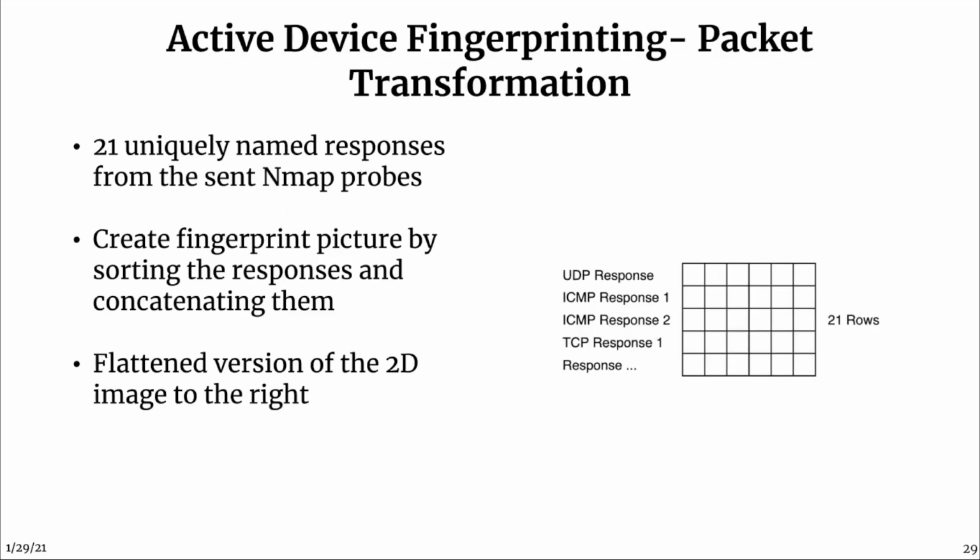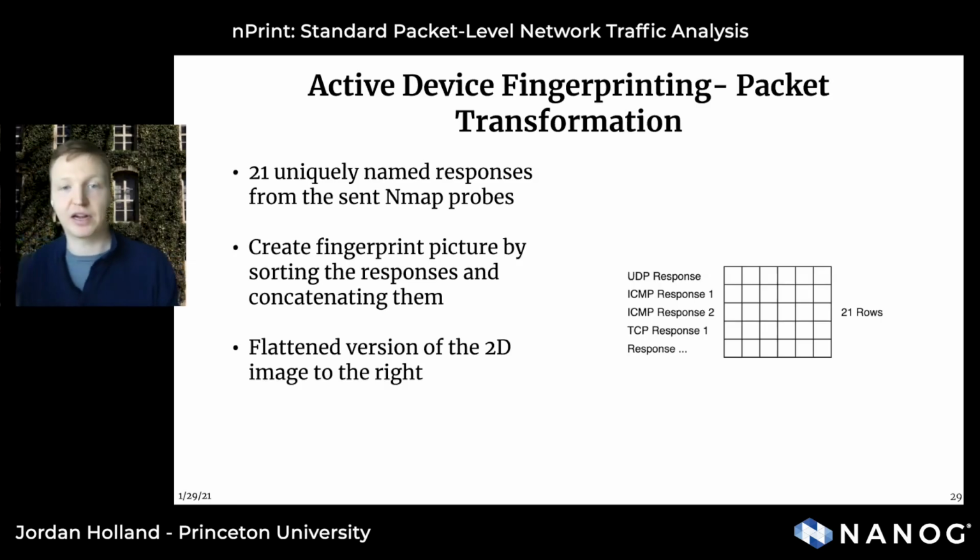So what does this look like for nPrint? Nmap sends a bunch of probes, and it gets 21 responses in our data set for each device. So we can now create our own fingerprint picture, like I talked about at the beginning, made of a set of pixels. Now we've created our own device fingerprint, a set of carefully aligned pixels that we can represent to a machine learning classifier. Ultimately, this is going to look like a flattened version of the 2D image to the right. So for each device, we now have a fingerprint image of its network traffic.